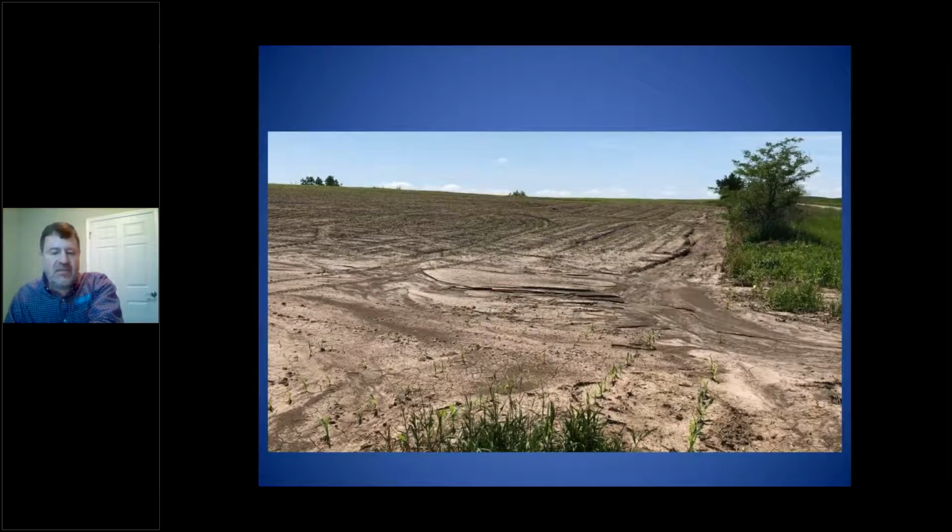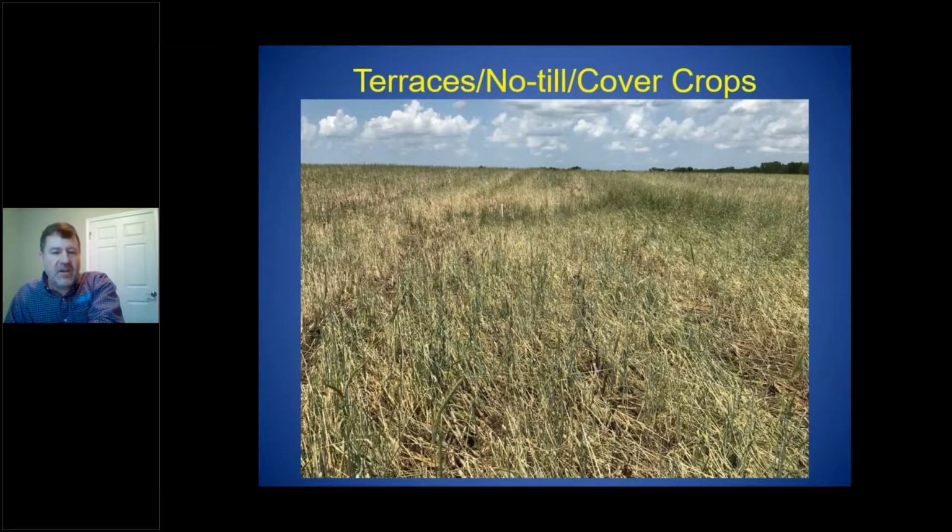So this is after about an 8-inch rainfall up in North Missouri, very similar soil types to Iowa. This is the very same type of area, just not too far over, that had terraces, no-till, and cover crops. My favorite saying is, I do not care what you do on your land, but as soon as it leaves that land, it becomes my problem. But there are solutions out here.